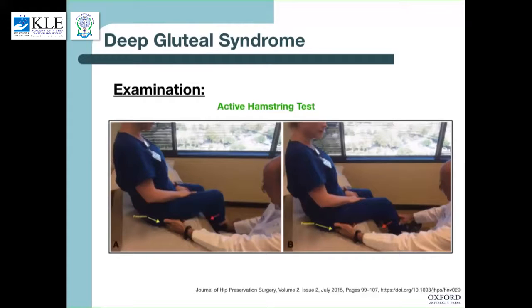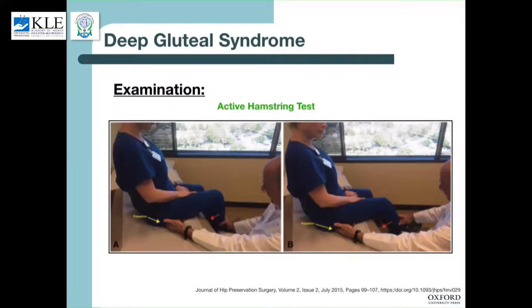If we look at the active hamstring test, the patient is positioned in a seated position, and they'll actively flex their knee against resistance at 90 degrees. They'll have normal strength without pain if everything's okay, and they'll do that again at 30 degrees. They may experience weakness, or they might recreate the symptoms in those positions, and that would be regarded as a positive test.